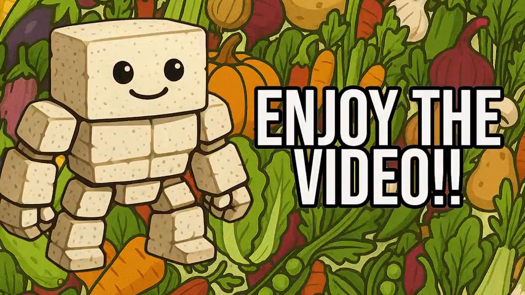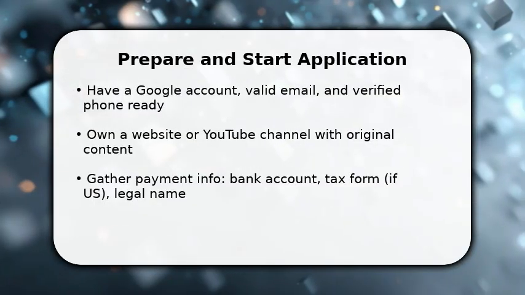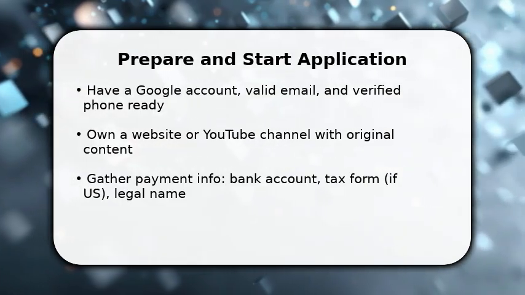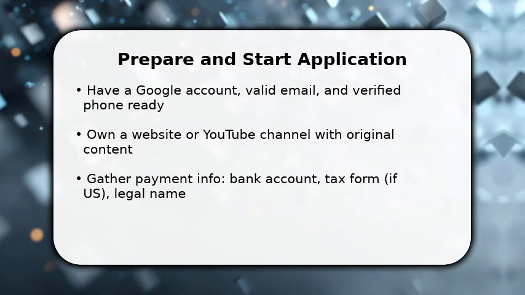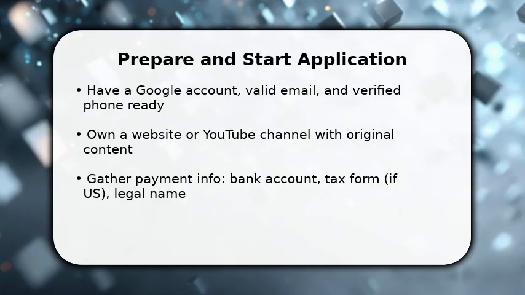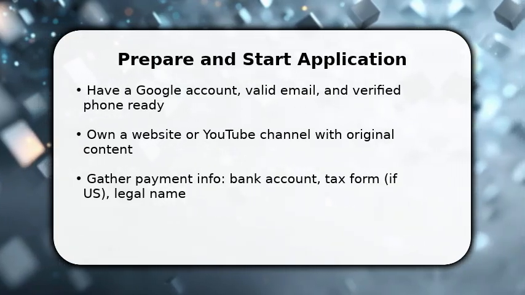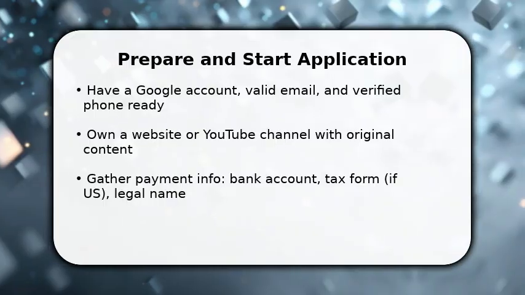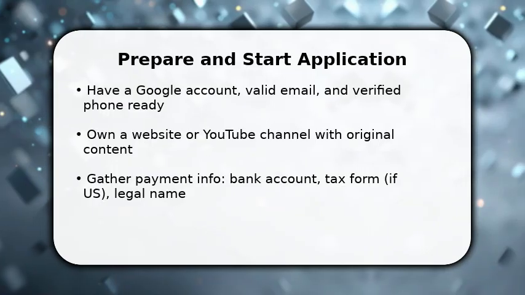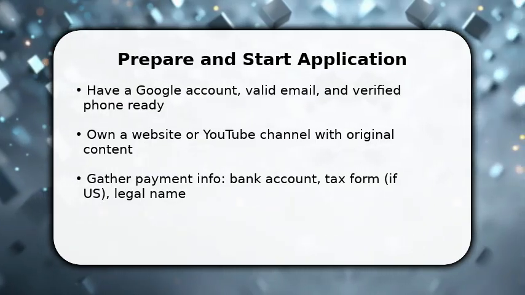Please enjoy the video. You begin by confirming prerequisites and taking the first actionable steps now. Sign into your Google account, then go to the AdSense sign-up page and enter your website or channel URL. Once done, provide your contact details and select your country and account type. Make sure the name matches your bank records. You'll submit basic site info so Google can review.